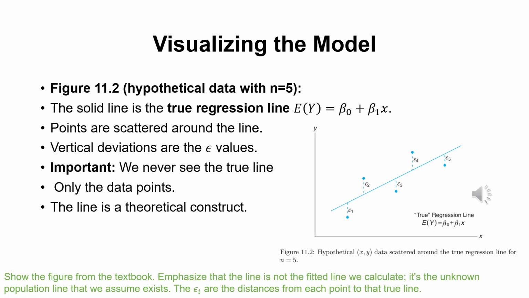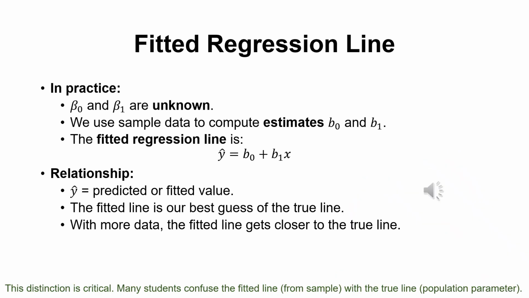Here we see a scatter plot with a regression line. The dashed line represents the true population line, which is unknown and theoretical. The solid line is the estimated line we compute from our sample data. This visual makes the distinction clear. The estimated line is our best guess of the true line, but due to sampling variability, it will never be exactly the same. In practice, beta_0 and beta_1 are unknown.